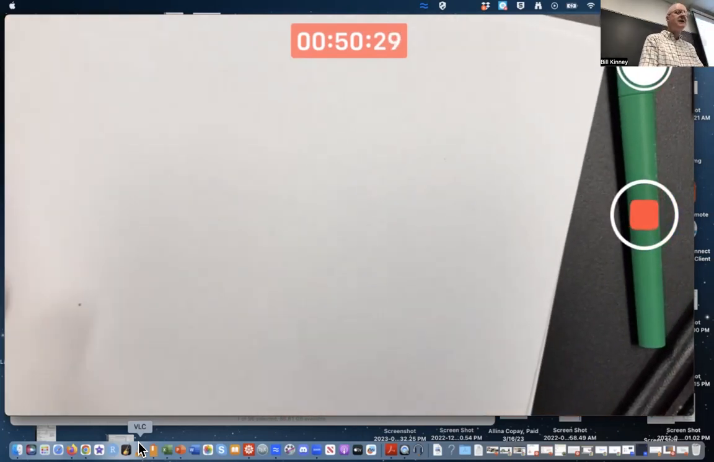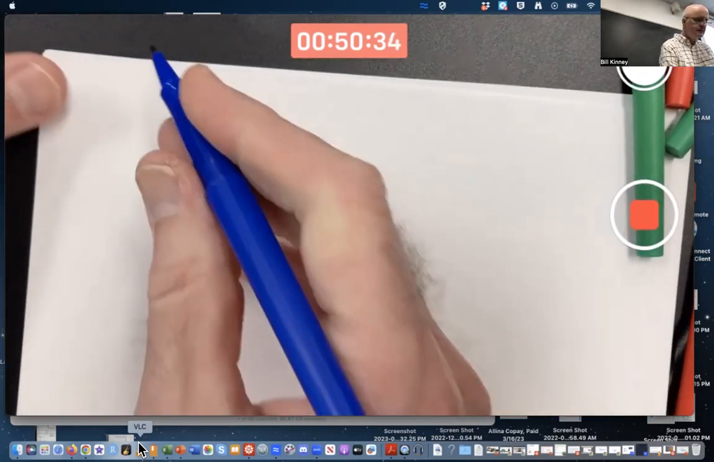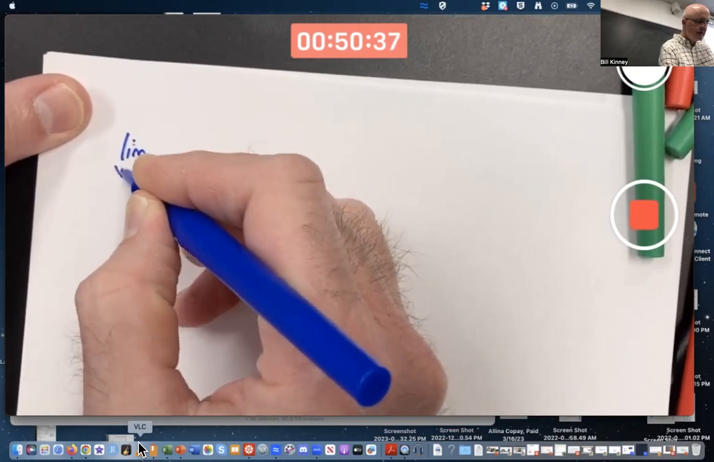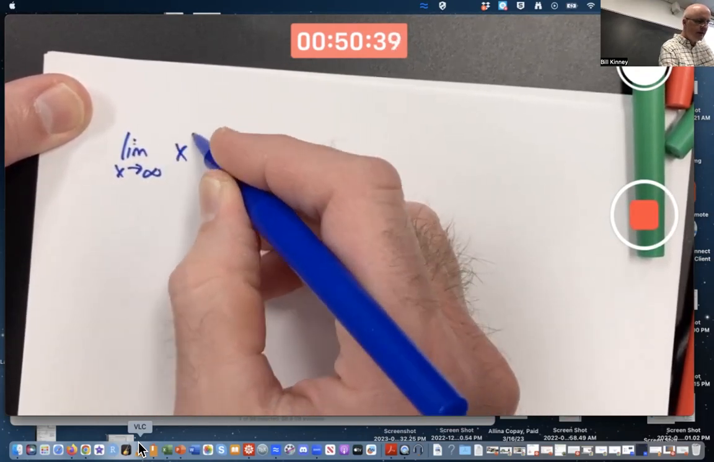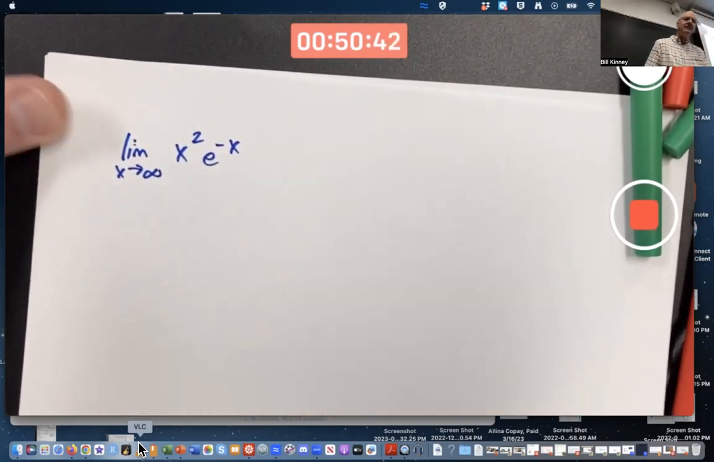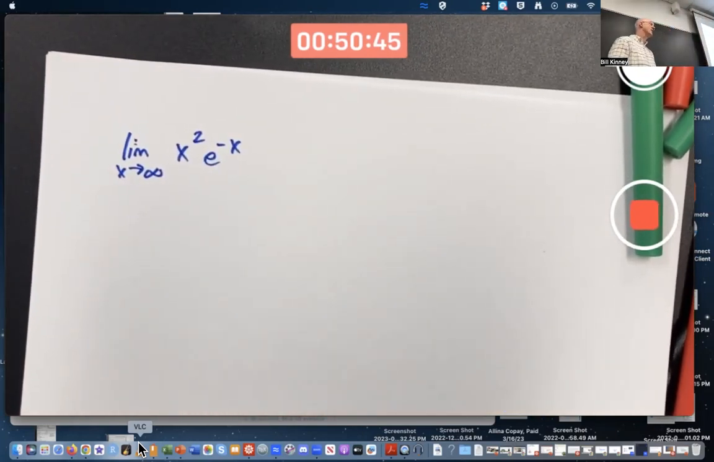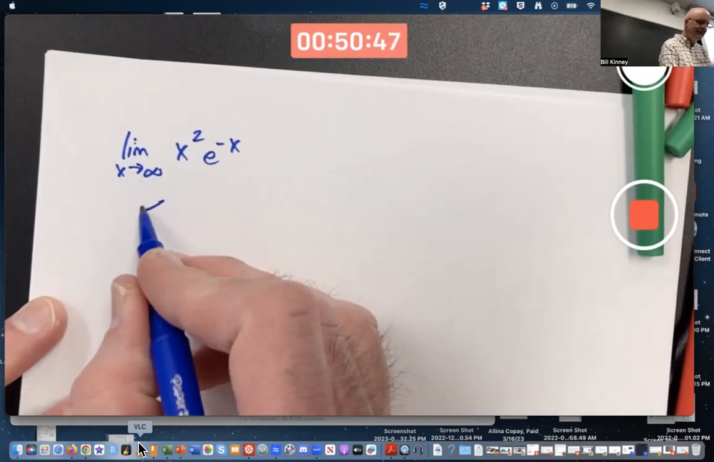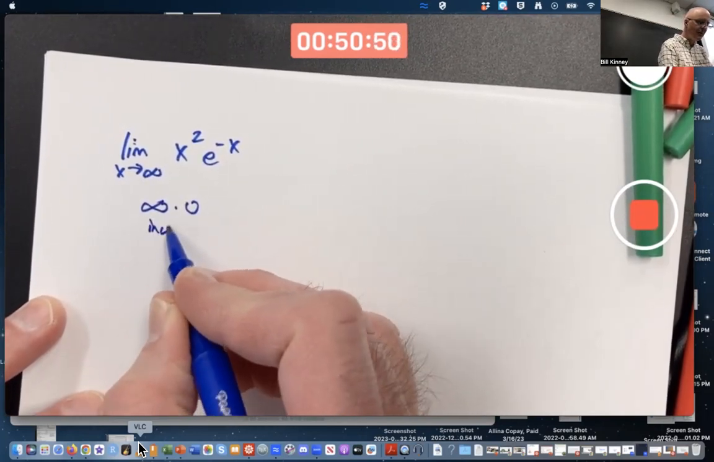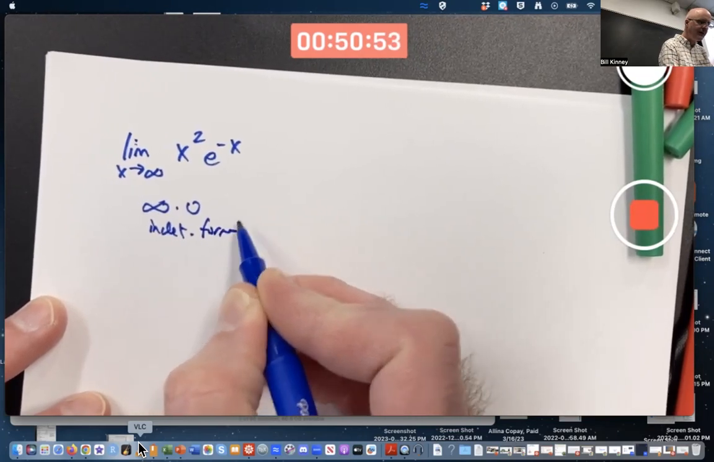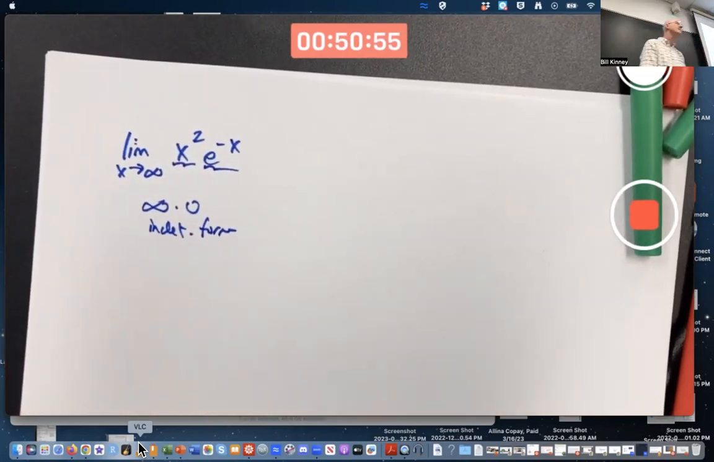0 over 0 is not the only kind of indeterminate form. You can also have infinity times 0. Infinity times 0 indeterminate form is what we've got here. We've got the product of two things, not a quotient. One of which, x squared, is going to infinity as x goes to infinity, and one of which, e to the negative x, is going to 0 as x goes to infinity.